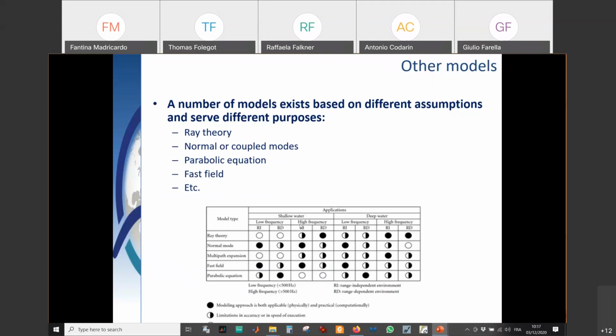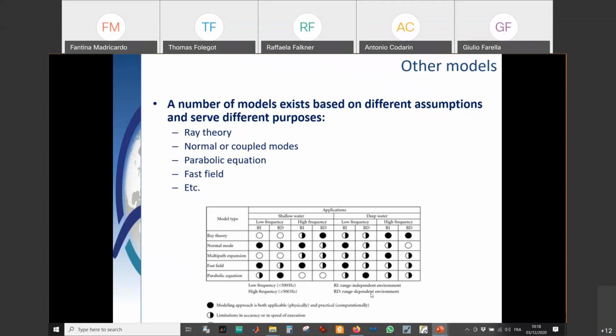Usually, limitations can be divided into models that are suitable for shallow waters. What we call shallow waters is below 100 meters of water or so. And some other models are more suitable for deep waters, when the water depth exceeds 100 meters. And some models are more suitable for low frequency sound and some others for high frequency sound. Here, the frontier between low frequency and high frequency in this table has been set at 500 hertz. I would say 500 hertz to 1 kilohertz is probably the frontier.